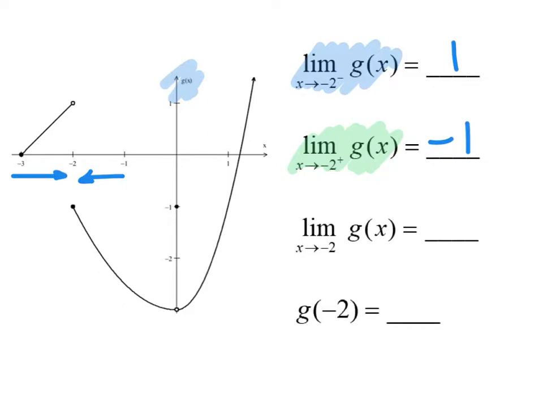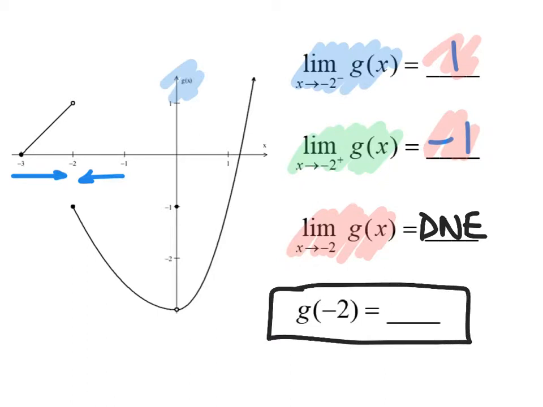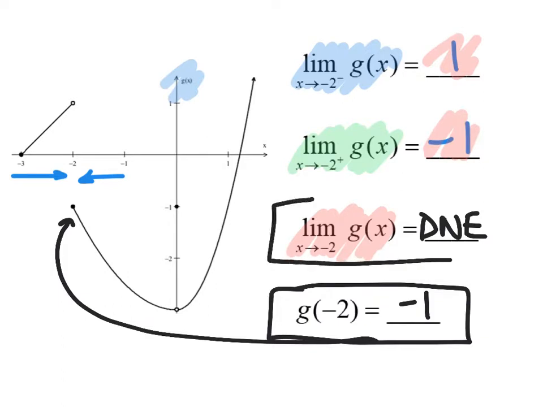Now the next question asks, is there a general limit there, not a side limit, but the general limit? And I think you know the answer. We got two different values here and here. So our answer is it does not exist. Now just as a review and an emphasis of a point, if I was to ask you what g of -2 is, I think you would see that the solid dot puts us here at -1. A limit does not exist, but there is a value at that given point.